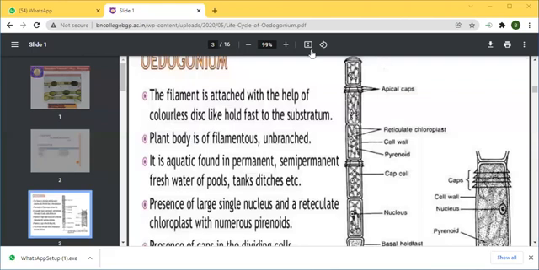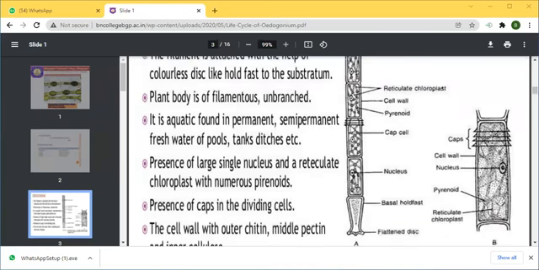Okay. Next one, presence of a large single nucleus. In each and every cell, how many nuclei are there? A single nucleus is present. A reticulate chloroplast with numerous pyrenoids is present. This is a multicellular structure, so each and every cell has these, and in total how many cells are present?